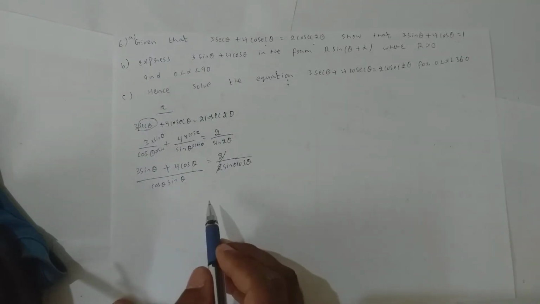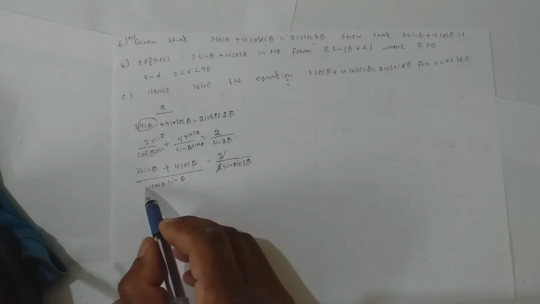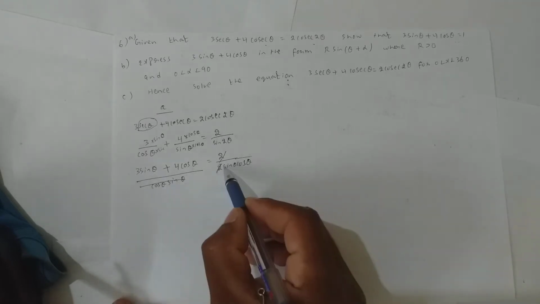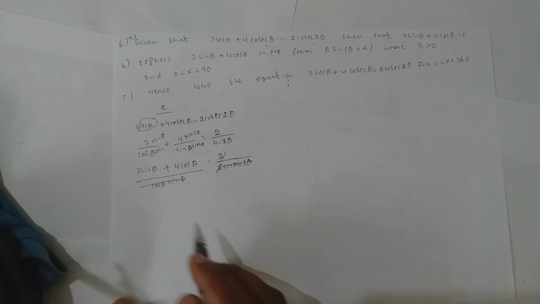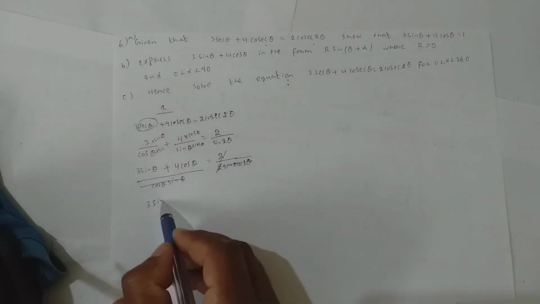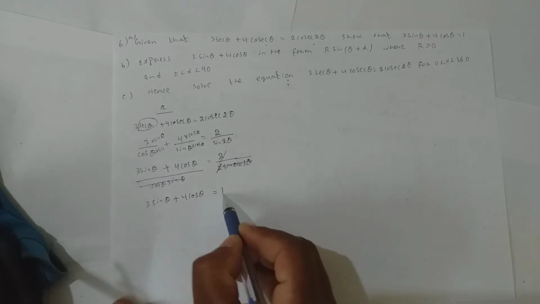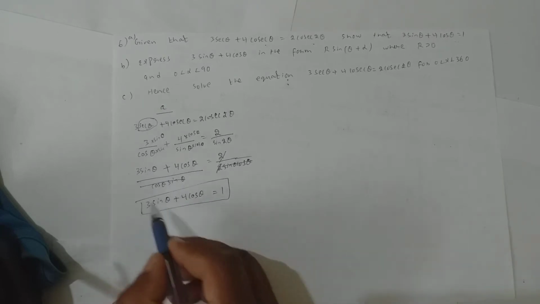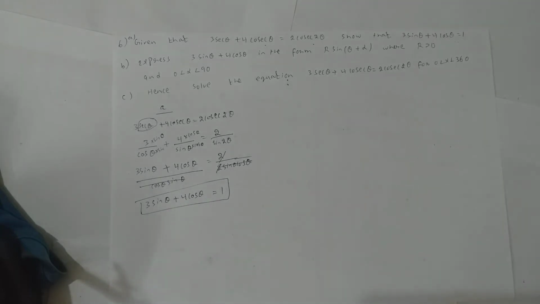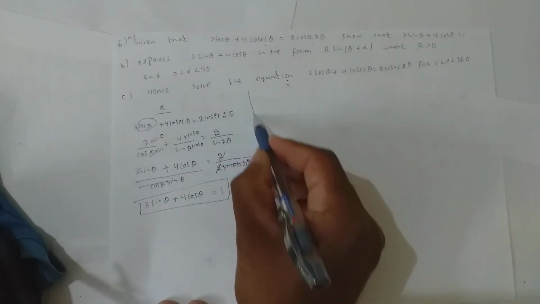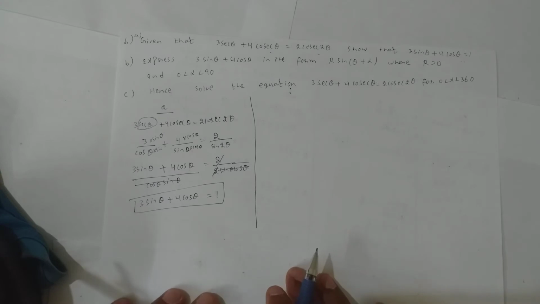Clear? Now what gets cancelled on both sides? Since both the denominators are same, they get cancelled. So what is remaining? 3 sin theta plus 4 cos theta equal to 1, is what he told us to prove, and we proved it. Clear? Yeah, now B bit.